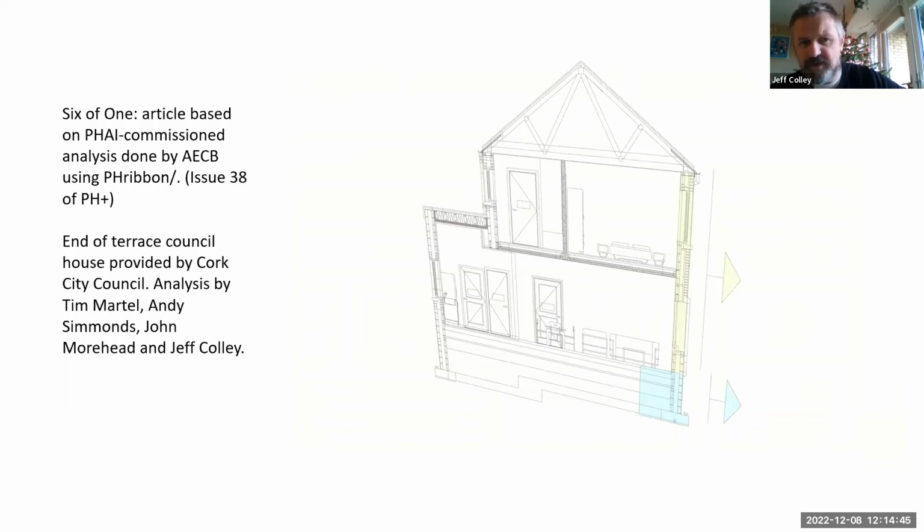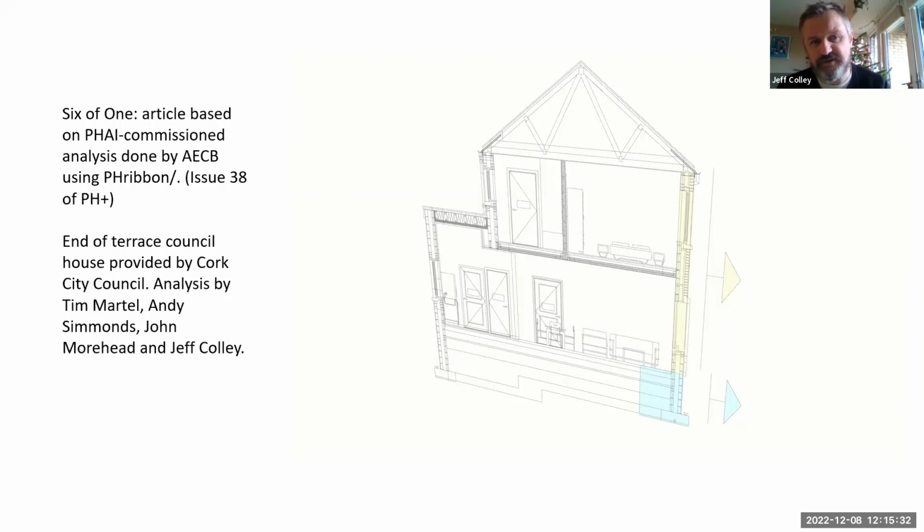There's an article that we published in issue 38, which is all available digitally on our website for free as well, by the way, called 6 of 1. And this is based on analysis. I badgered the Passive House Association of Ireland, which I'm a board member of, to commission the AECB to do some analysis in this regard. And the AECB were commissioned to do this analysis using pH ribbon. I'd encourage everyone to look to use that tool if they haven't. It's dirt cheap, and if you've used PHPP, the beauty of it is that it does an awful lot of the heavy lifting. If you've done PHPP calcs, it makes it much quicker and easier to do embodied carbon calculations.